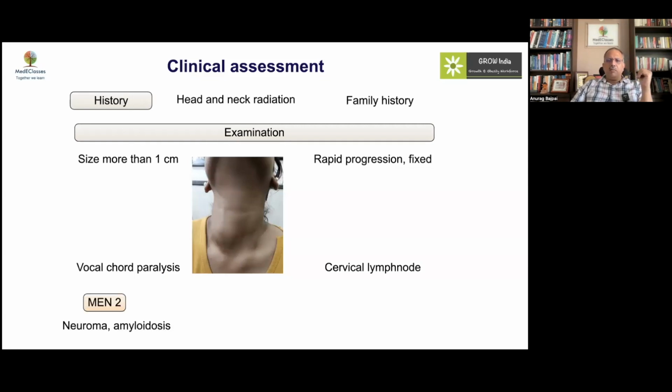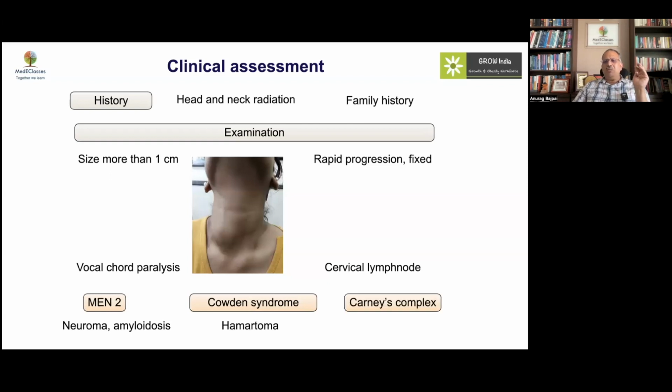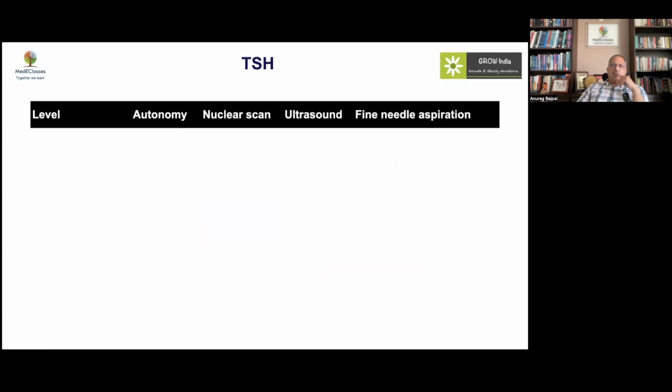MEN2 is a common familial association which may have other clinical manifestations which you can identify, like skin lesions such as mucosal neuromas or amyloidosis, which can be there. There are other conditions which we'll discuss a bit later, like Cowden syndrome or Carney's complex, in which perioral pigmentation and hamartomas may give you a clue. So head-to-toe examination, as is important in any part of pediatric endocrinology, would become relevant in this perspective also. And this is important from that perspective.